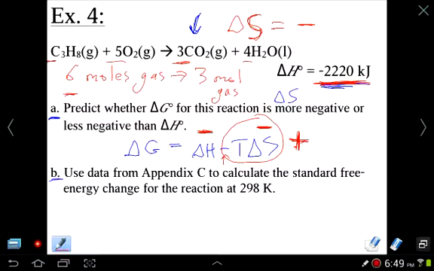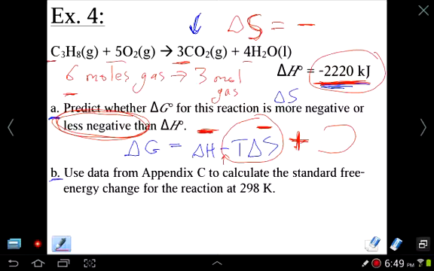So what will happen is delta G will actually be smaller or less negative, because if we have a big negative number plus some other number, we don't really know, we can calculate, but we can theoretically predict that delta G will be less negative. So here's the answer, less negative. And we were able to obtain this by just the analysis of this equation. We can do the actual calculation.